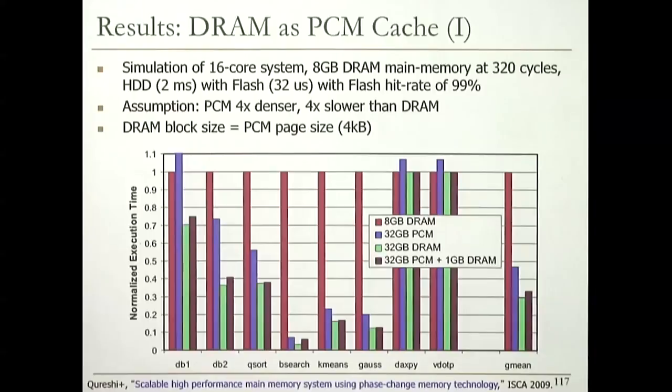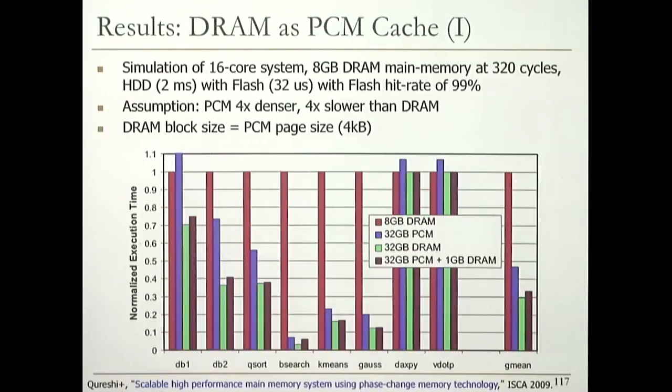And this paper uses these three different techniques and evaluates a system with some assumptions. So this is actually a very high-level simulation. So it's really system-level simulation. It's even less accurate than a microarchitectural simulation. But basically, you're looking at a 16-core system, 8 gigabytes DRAM main memory with some parameters. And we're even simulating the hard disk drive with flash and a flash hit rate of 99%. That's assumed. And the assumption we have is PCM is 4x denser and 4x slower than DRAM. And we're assuming DRAM block size is the same as PCM page size, 4 kilobytes.